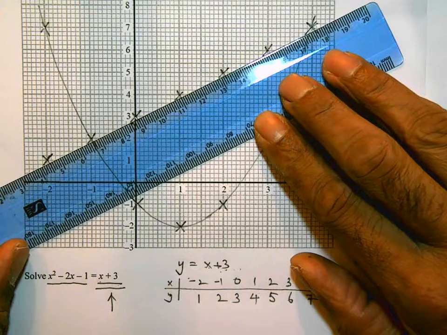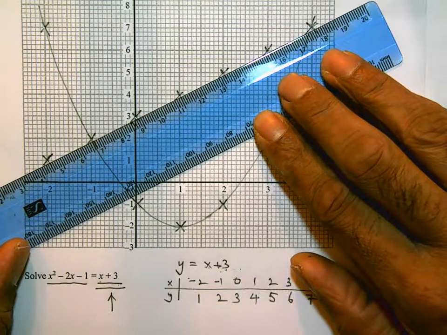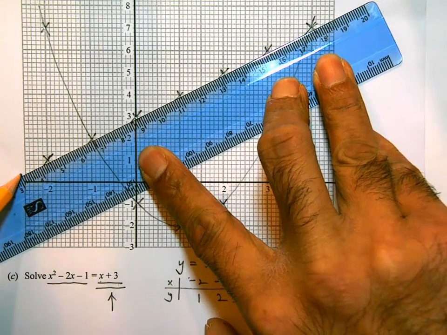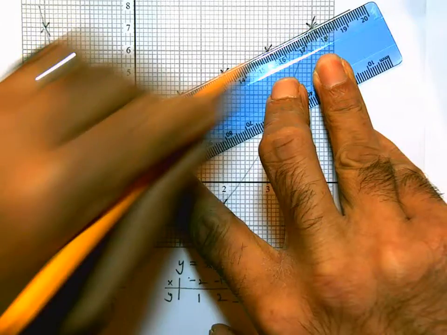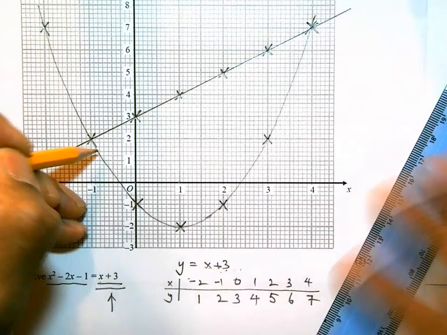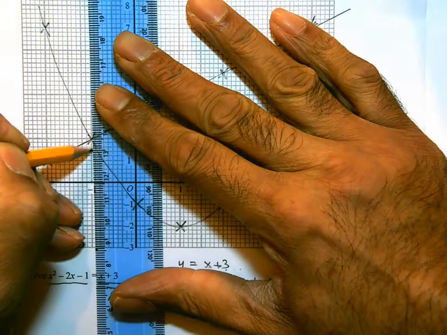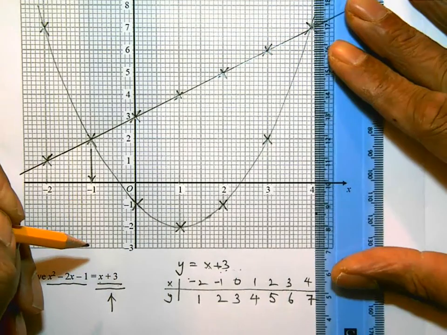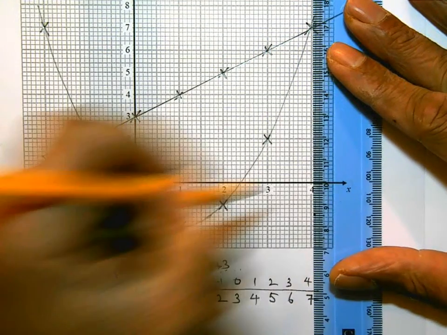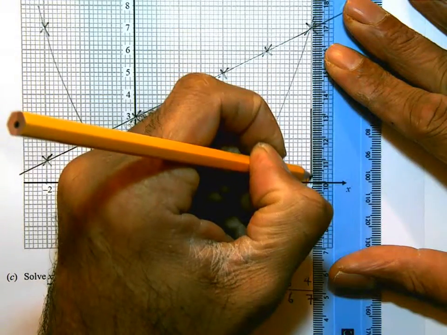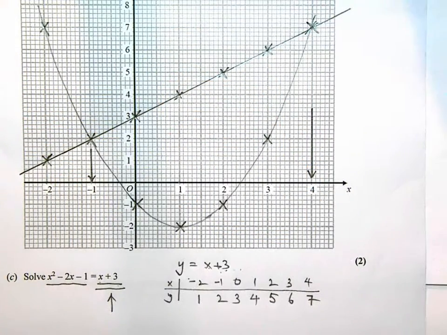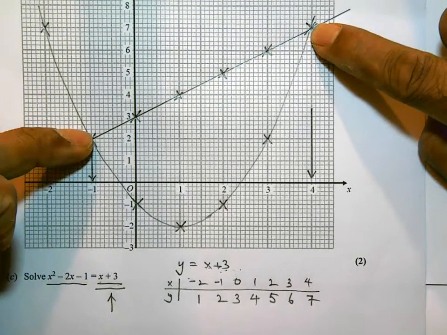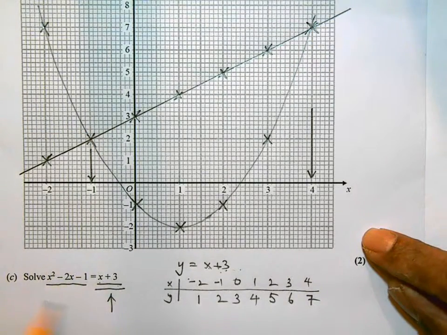And to solve the equation, to answer the question, I'm interested in where they meet. So they meet at these 2 points. X is minus 1, and they meet at this point here where x is 4. Okay, I don't need to draw those arrows. I've just done that for your benefit so you can see that they meet at those 2 values.